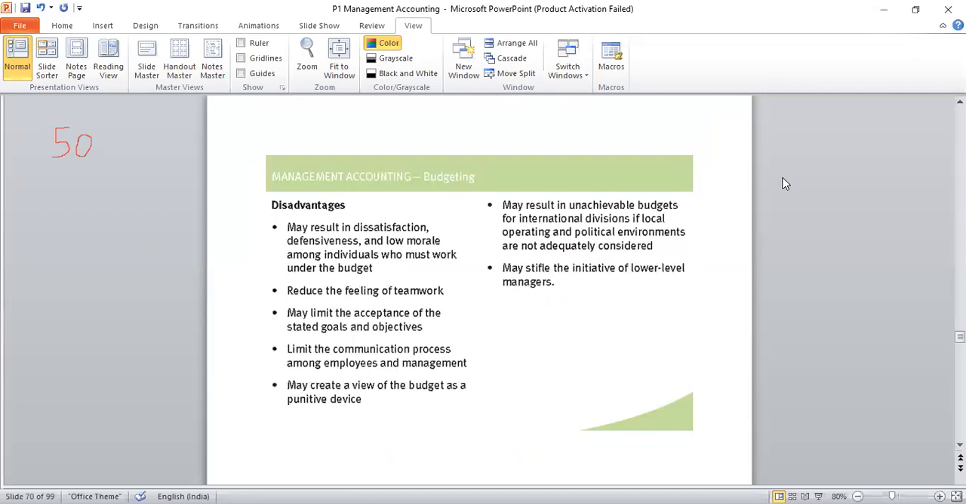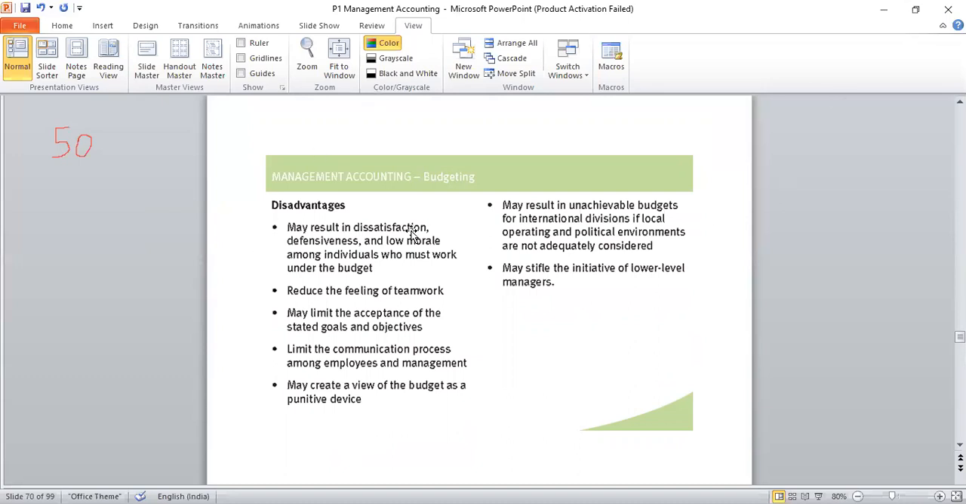Disadvantages: it is demotivating. If the ones who are involved in implementation find that their feedback is not included, they don't find it motivating to implement the budget. When they are not motivated, they do not take ownership of the budget, and they do not implement it very seriously. So that is a disadvantage of the authoritative style.